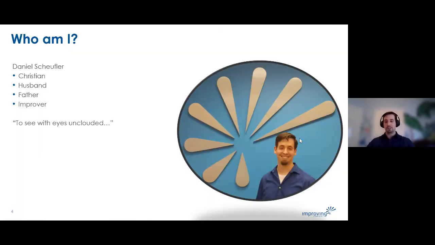Now, of course, before I get too much further, who am I? Well, my name is Daniel Scheifler. I'm a Christian, a husband, a father, and most recently an improver, listed in order of importance. I work for Improving, and I'm out of our Houston office. Go Houston. But it is my pleasure to represent Improving in this manner, because a lot of what I'll talk about is fundamental in our culture.